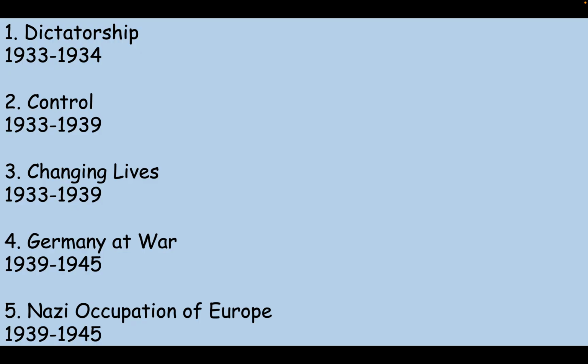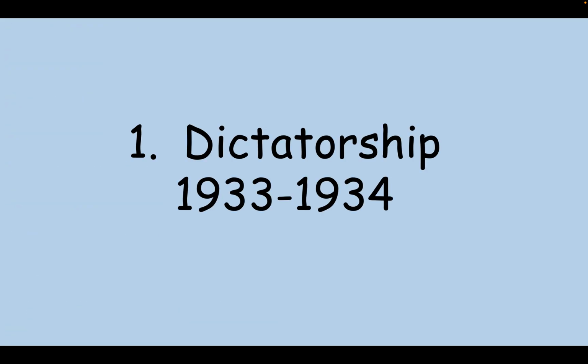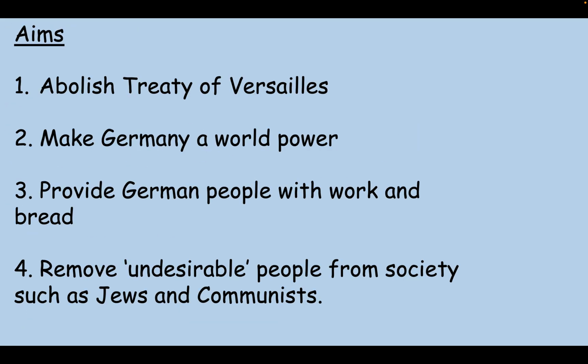And then the fifth unit is all about the Nazi occupation of Europe. So how do they treat the places that they occupy? How do they treat the people that they occupy? What happens in the Holocaust, and then people who sort of resist the Nazis, people who support them, people who collaborate with them in the occupied countries. So we'll start with dictatorship, which is from 1933 to 1934.